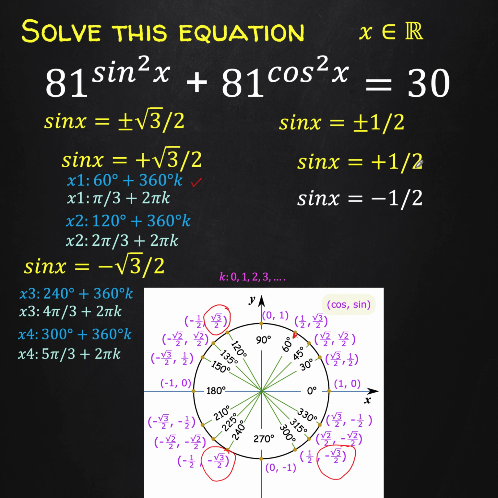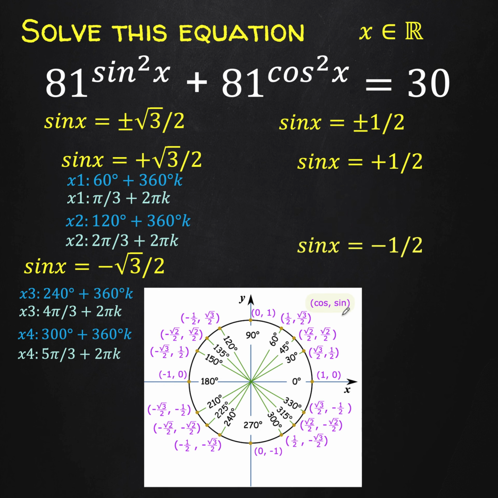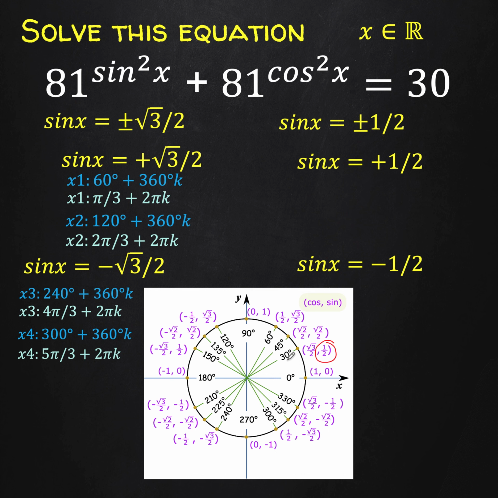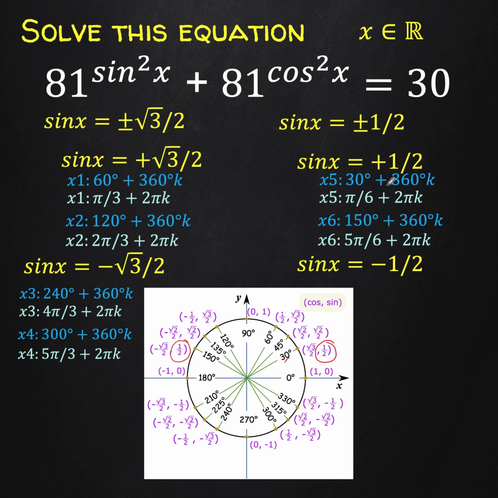Then when sine of x is positive 1/2, notice also that we have here 1/2 and the angle is 30 degrees. So we have another solution here. In radian measurement, that is pi over 6 plus 2 pi k. Then there's another 1/2 here, and the angle is 150 degrees. The same explanation as the previous ones.